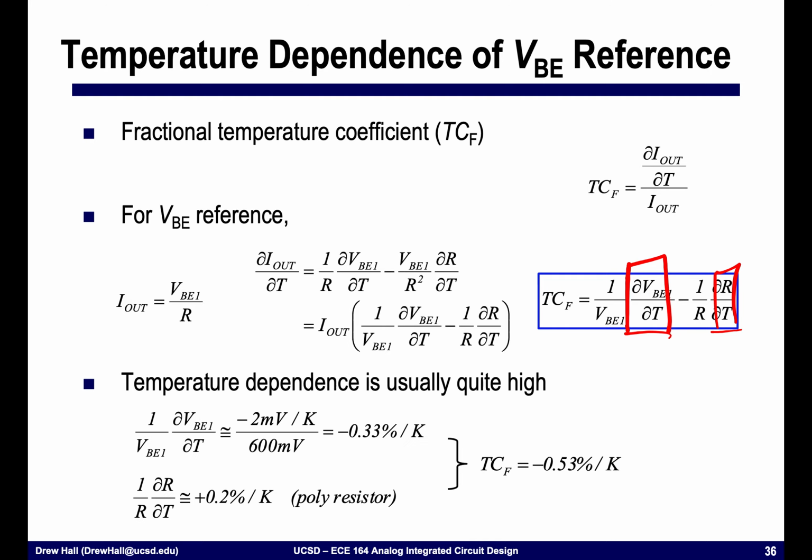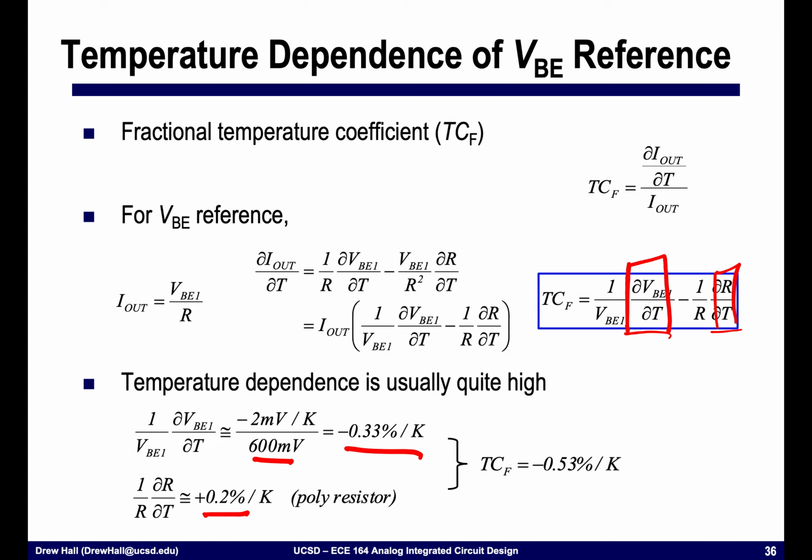If you look at the temperature dependence of a BJT, VBE changes by minus 2 millivolts per degree C. For a nominal VBE of 600 millivolts, this gives us minus 0.3% change per degree Kelvin. Then there are different ways of implementing the resistor. If we were to implement it with a poly resistor, poly has what's called a positive temperature coefficient.